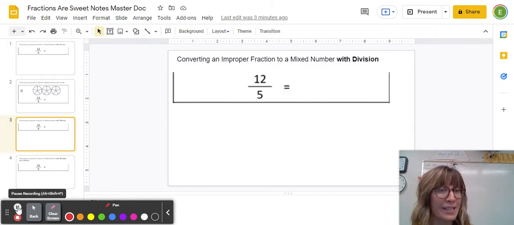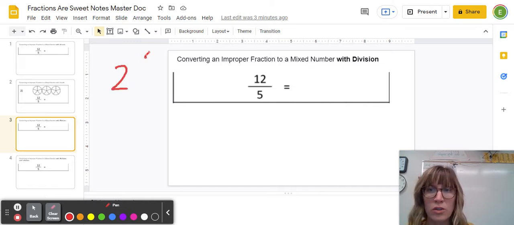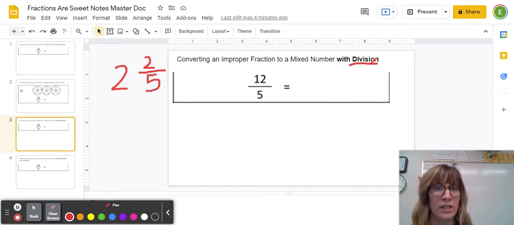So now we can use that same problem and use a slightly different strategy, and we'll see if we get the same answer. We're hoping that we end up with 2 and 2 left over out of 5, or 2 and 2/5. So we're going to use division this time because all a fraction bar is a division sign. So what this reads as, top to bottom, just like in a page of a book, you read from top to bottom. You're going to have 12 divided by 5.